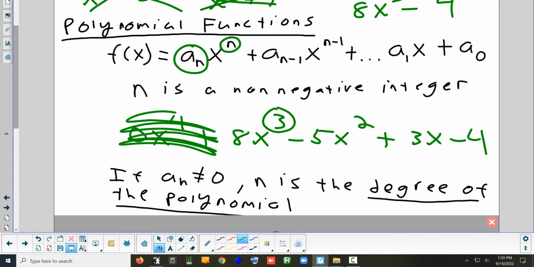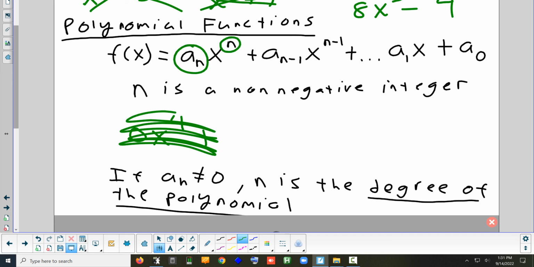Trinomial is how many terms it has. So this has 4 terms. So a trinomial would be like this. This would be a third degree trinomial. This would be a third degree binomial. This would be a third degree monomial. That doesn't exist. Okay?